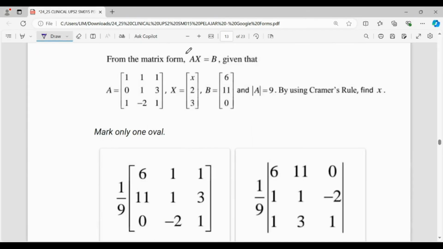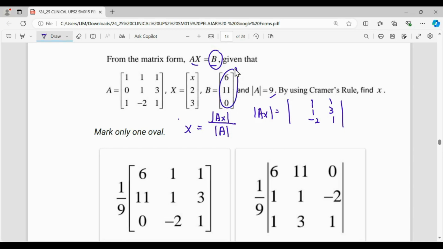From the matrix form AX equals B, given that, by using Cramer's rule, find the X. When you want to find the X, we need the determinant of AX over the determinant of A. The determinant of A is given, but the determinant of AX is not found yet. So to find the determinant of AX, our matrix A will have its first column replaced by our B here. So plug in our answer. We have AX equals B. Our answer is 6, 11, 0. So find this determinant, divide by determinant A. So X is this.